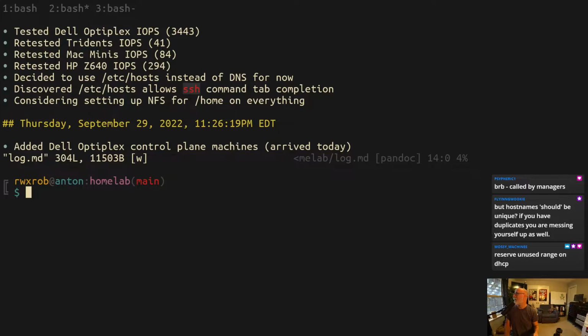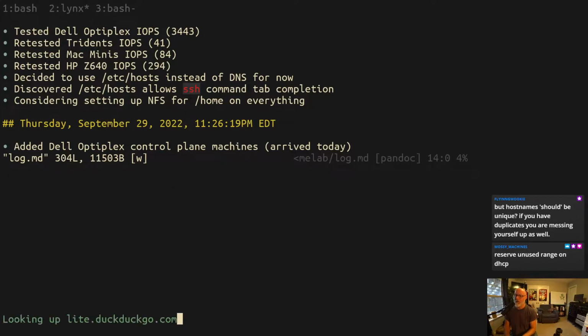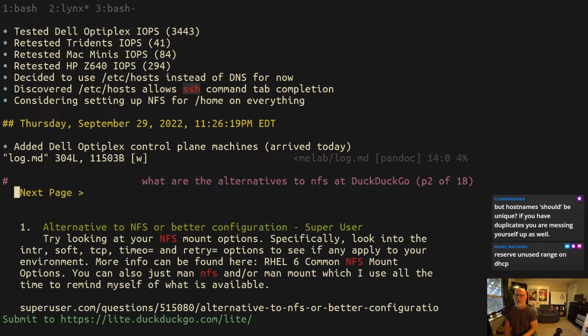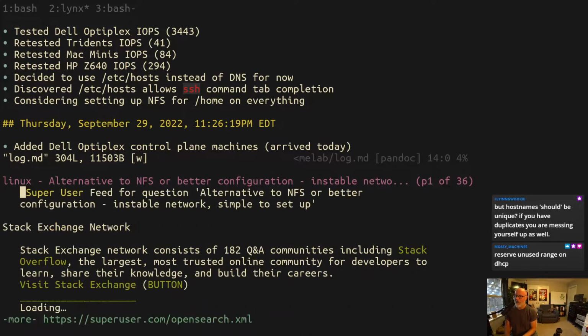Okay, so, yeah. Anyway, where were we? We were trying to decide whether we want to use NFS. I know CephFS is a good thing. What are the alternatives to NFS? I'm going to do NFS probably because it's just so universal. It might be slow, it might have problems, but it is still so stinking universal in the Unix world.